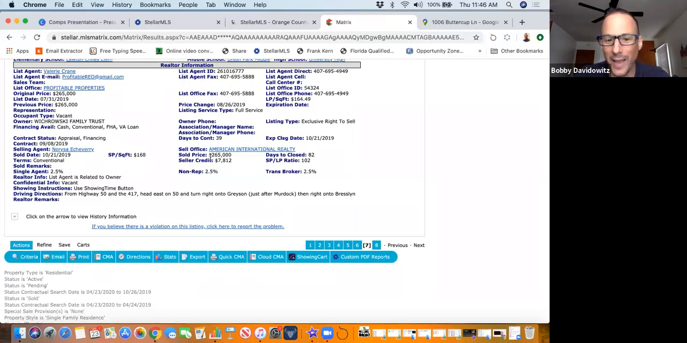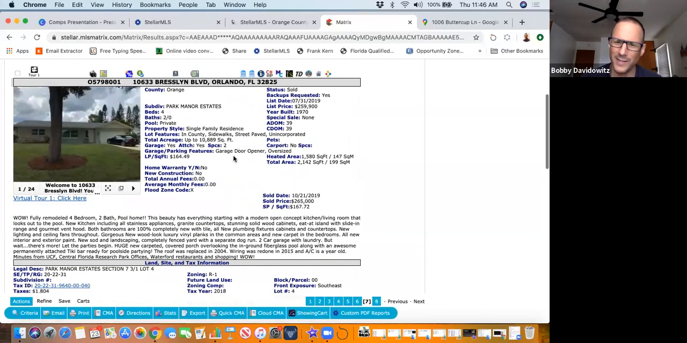So did they actually pay 265? No, they didn't pay. They got about an $8,000 credit, so they paid closer to 257 for this property. That makes a lot of sense to me. But can you see now that with these little clues, I knew that right off the bat. That doesn't make sense. It was priced at 265.